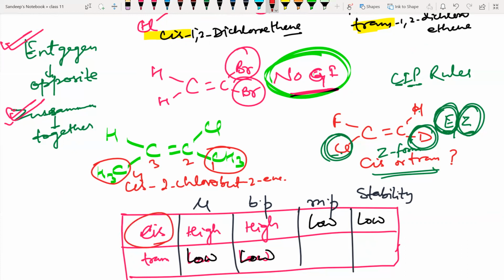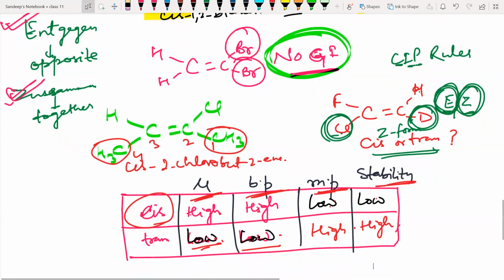because cis is highly reactive. Trans has low dipole moment, low boiling point, but it is fixed in the crystal very firmly. So its melting point is high. Stability is also high. So you will remember the trick: high, high, low, low, low, low, high, high. But don't forget the sequence: dipole moment, boiling point, melting point, stability. Otherwise, it will become a mess. Understood?